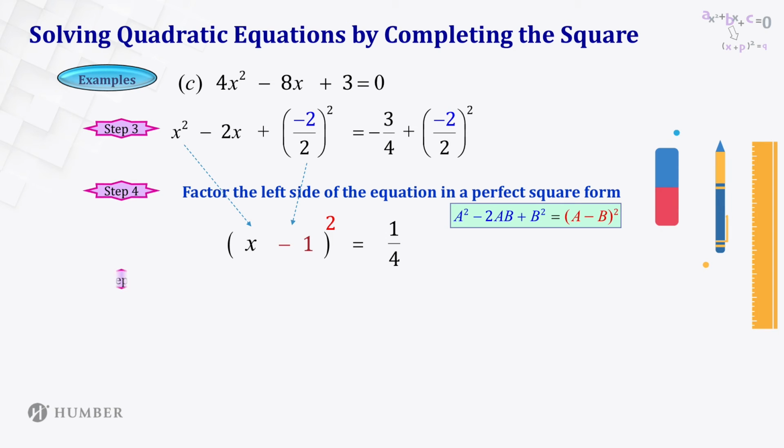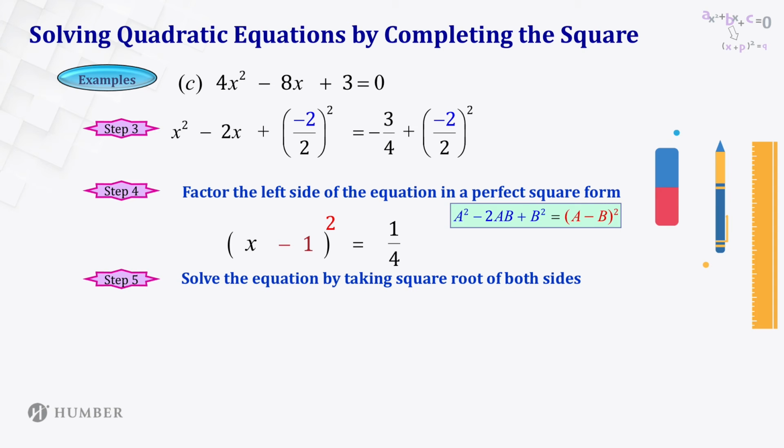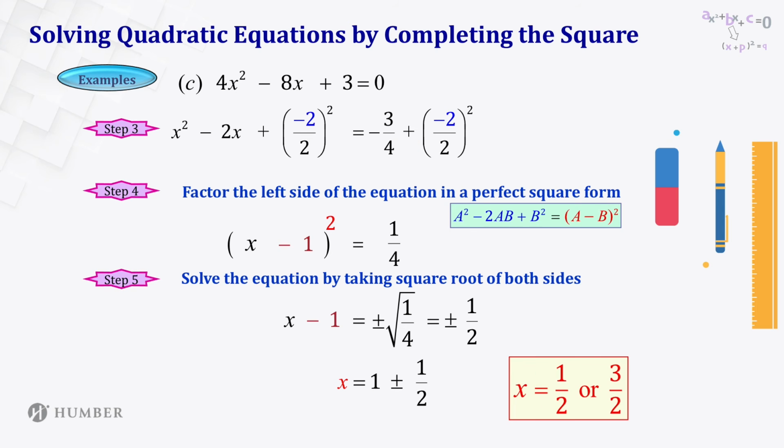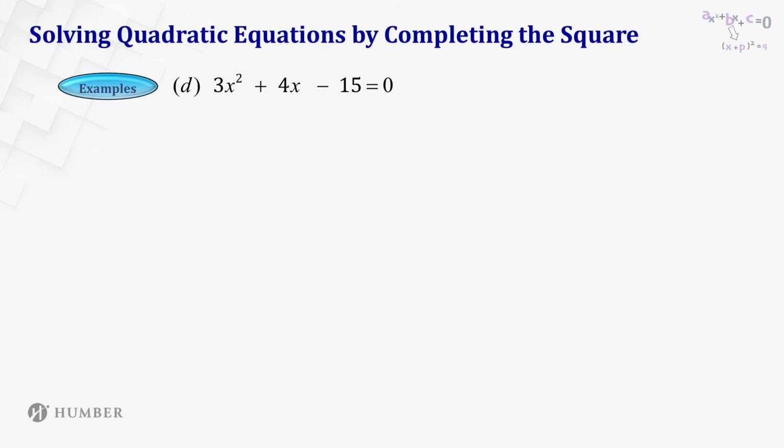Step 5. Solve the equation by taking square root of both sides. Then we have x minus 1 equal plus or minus root of 1/4, which is simplified as plus or minus 1/2. Isolate x by moving the constant term 1 to the right side, and simplify to get the solutions as shown. Let's take a look at one more example.